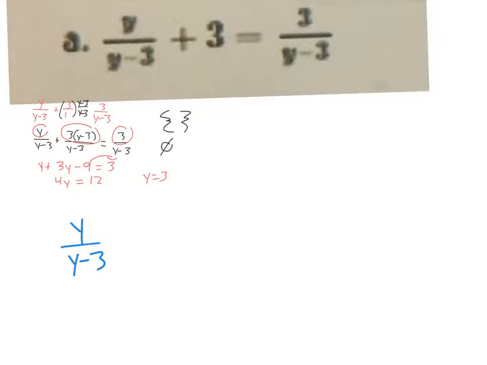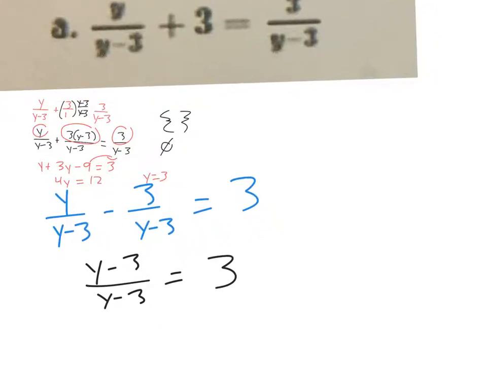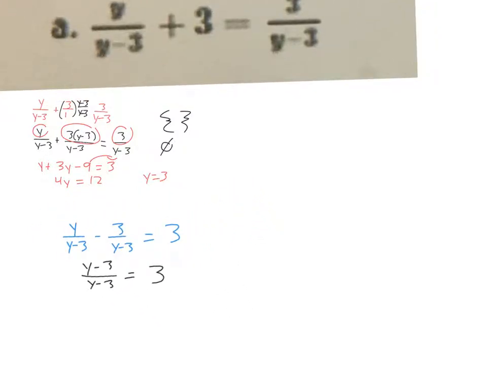Y over y minus 3, I move that over. Minus 3 over y minus 3 equals 3. That leaves me with y minus 3 over y minus 3 equals 3, which says that 1 is equal to 3, which is not a true math statement. Should be -3, but still doesn't work, which means there is no solution. It was just saving me from having to find 3 and plug it back in. So if it ever says that like that.